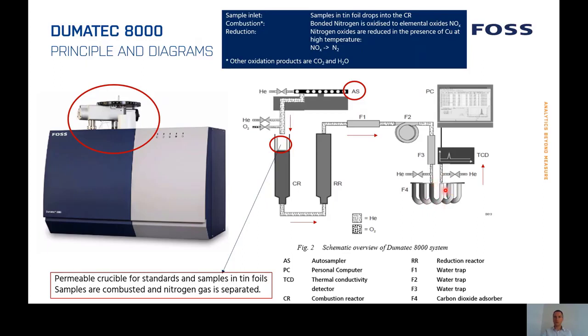And then finally, the elemental nitrogen will go up here to the TCD detector. And you have a spike. The more nitrogen, the higher the peak and peak area. And then the peak area will be integrated, and on the basis of the peak area, you can do a calibration curve. And that will all be collected in a PC that has the software installed for the Dumatec. And this is the autosampler and the personal computer, the detector, combustion reactor, and so on. So this is the principle, all combined in this instrument.